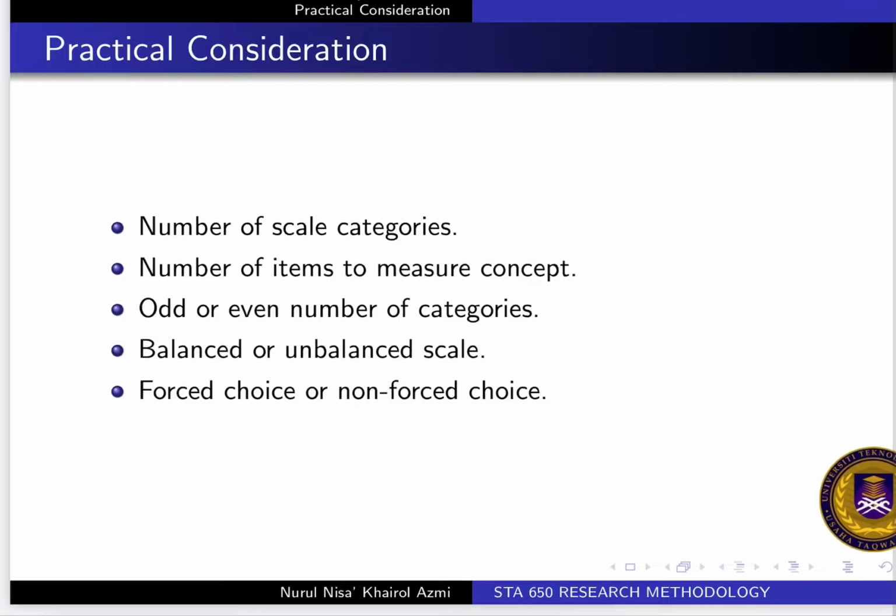And then, odd or even number of categories. There is a debate whether one should use an even or odd number of points on a rating scale. If you use an odd number of categories for the scale, normally the midpoint represents a neutral position. If you see a Likert scale with 5 points, that represents strongly disagree, disagree, the middle point is a neutral one, neither agree nor disagree, and then agree and strongly agree.